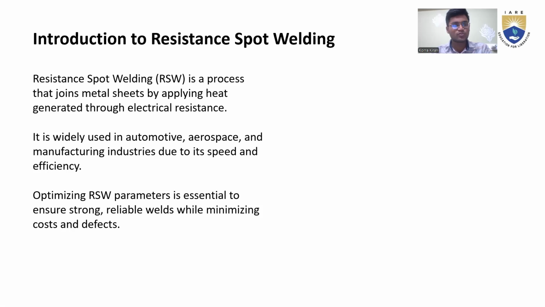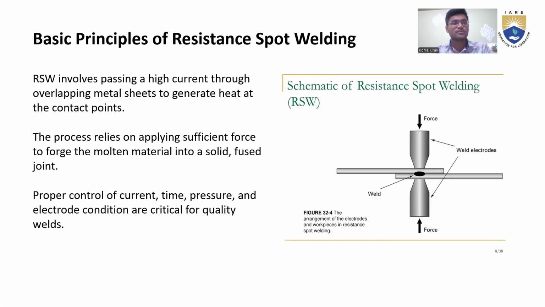Actually, this is mainly used in automotive and aerospace, where there is a lot of joining of metals. At that time we can use RSW, and optimizing RSW parameters is essential to ensure strong, reliable welds while minimizing cost and defects. This is essential because while we are doing RSW, we need to minimize cost and defects. Next, the basic principles of resistance spot welding.